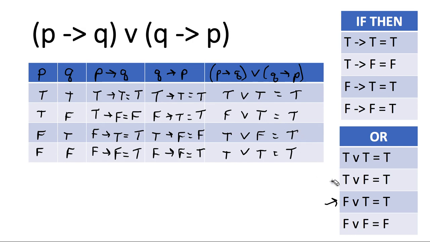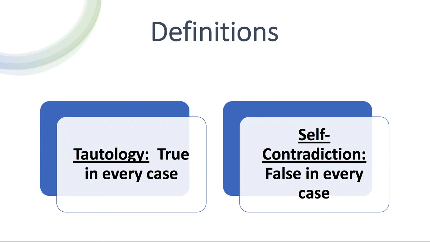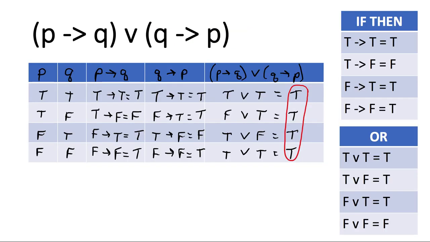So what we have now, remember your final answer is the very last column that you got. So our final answer, notice that they are all trues. And if we look back at our definition, a tautology is something that's true in every case. All right, so for this example, we can say that this is a tautology. All right, let's try one more example.